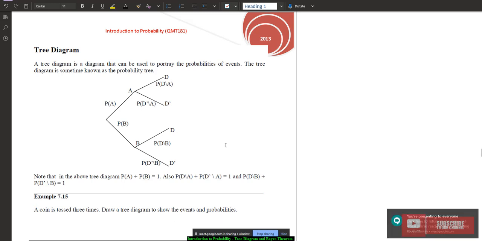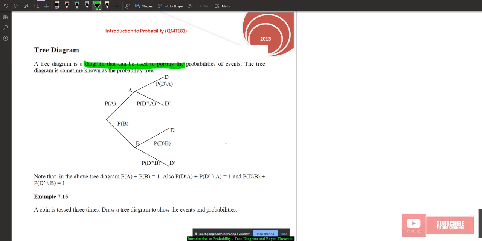So a tree diagram is a diagram that can be used to portray a probability of an event. The tree diagram is sometimes known as a probability tree. So this is an example of tree diagram.